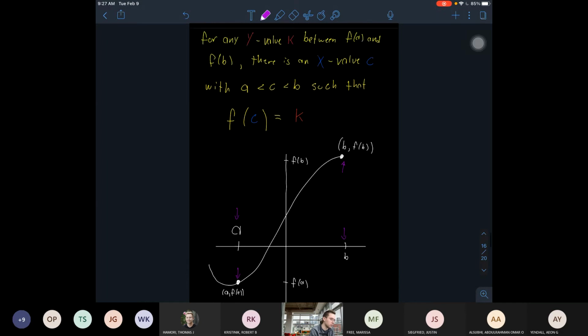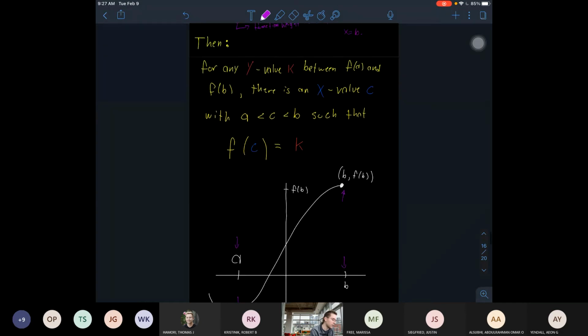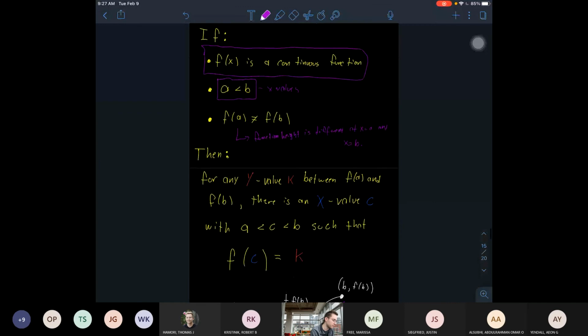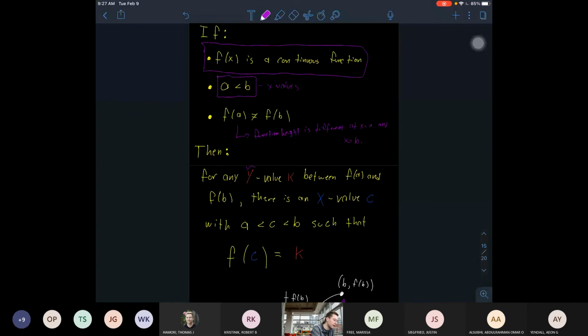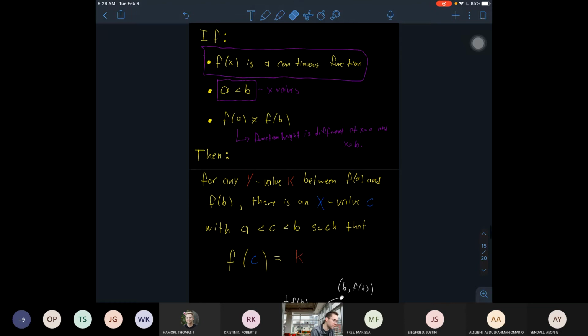Now let's talk about the conclusion. What does the conclusion say? It says that if all of these 3 things are true, then for any y value k which is between the y values of f of a and f of b, there will be an x value c, which is between a and b, such that f of c is equal to k. This is very mathematical language, but it's saying something sort of simple.